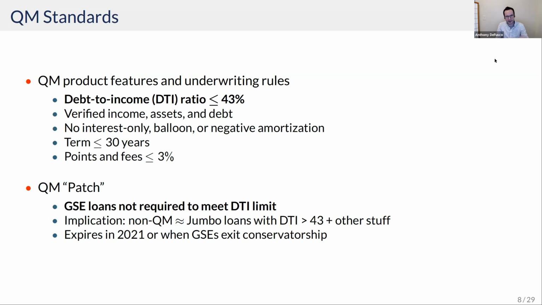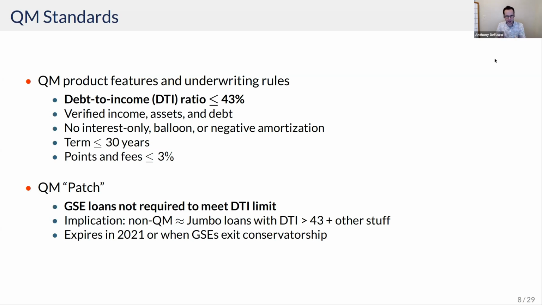But importantly, at the time this law was passed, there was a large portion of the mortgage market that did not have to satisfy this debt to income requirement in order to be considered a qualified mortgage. So there was what's called a GSE loan, which is just a mortgage that can be insured by the US government, and does not have to meet this debt to income limit in order to be considered qualified.